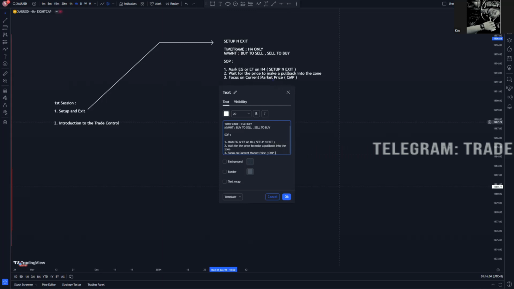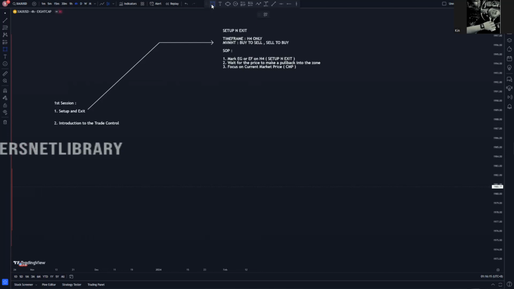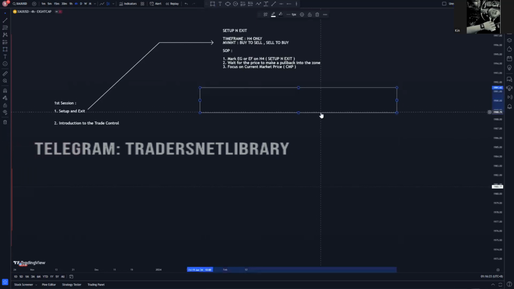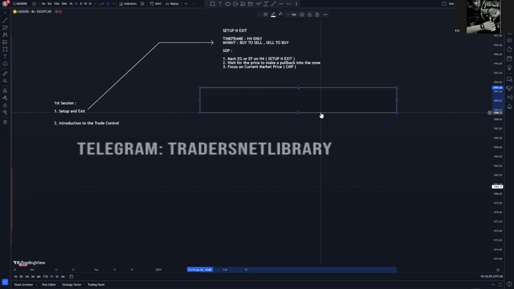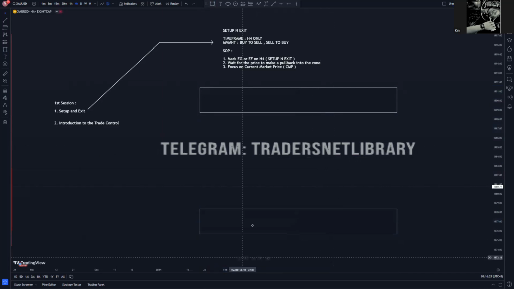So after that, I'm just going to draw for you guys the theory on how it works. So for an example, we have an engulfing zone somewhere on here, which is for sell. And another one for buy, at the bottom of this one.